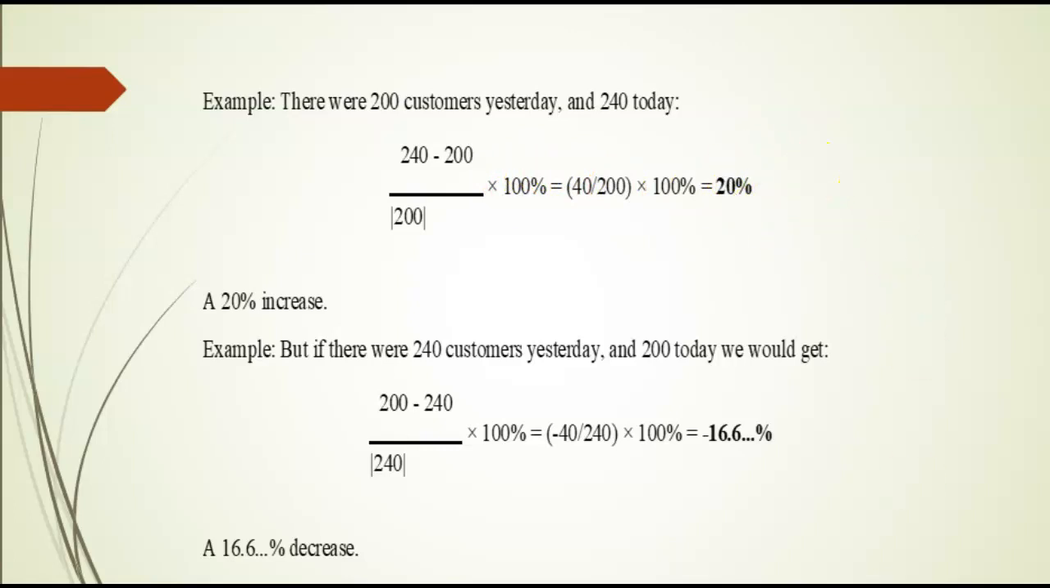But if there were 240 customers yesterday and 200 today, to calculate the percent decrease, you will subtract 240 from 200. Divide it by 240 and then multiply it by 100. The results show a 16.6% decrease. The mode used to interpret the data can alter the rhetorical effect of a statistic.